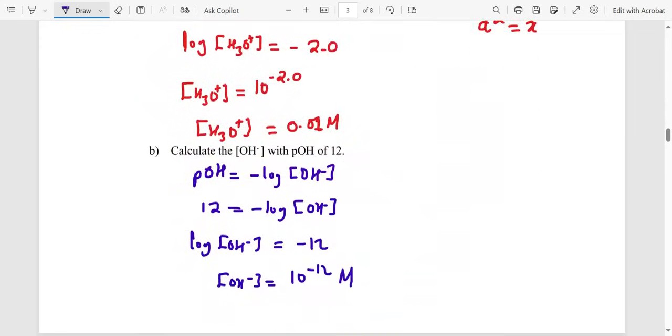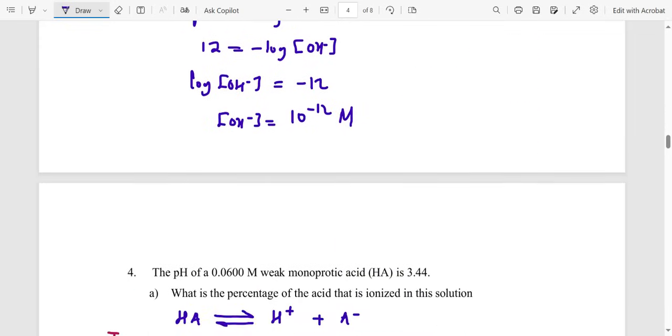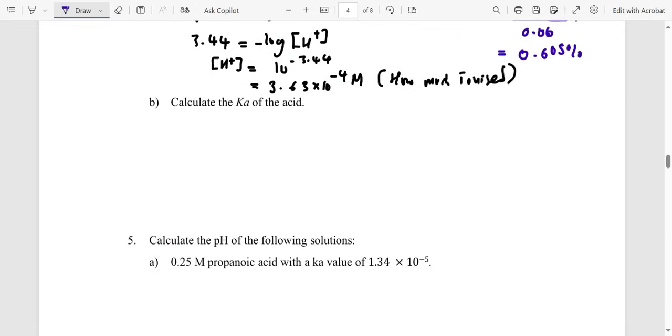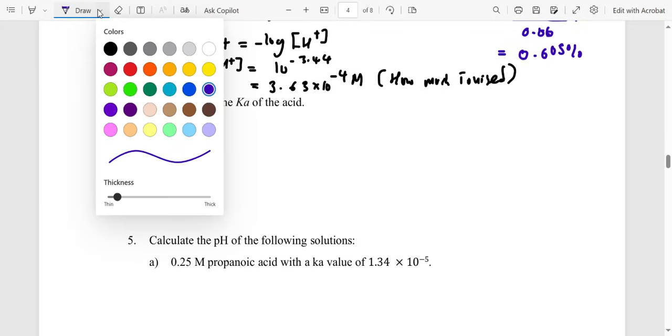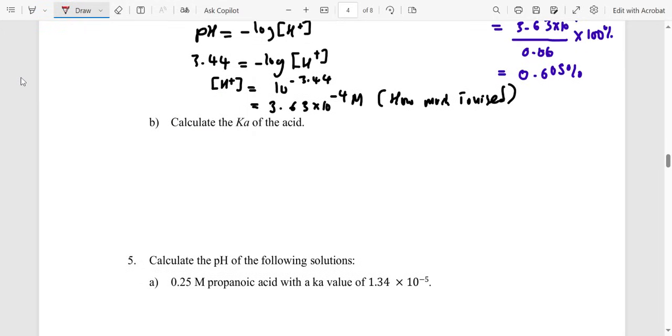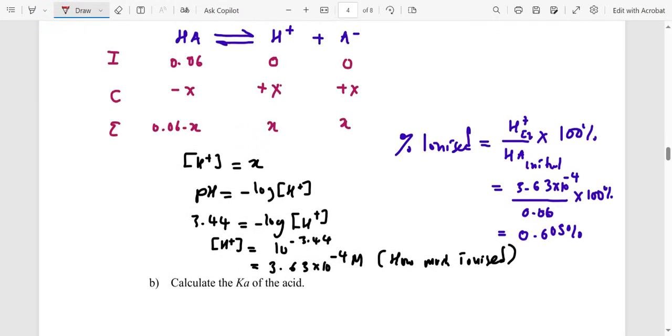So if it gives you a pH greater than 7, it just means that the solution is alkaline. If it gives you a pH that is less than 7, it means that the solution is acidic in nature. Is that okay?